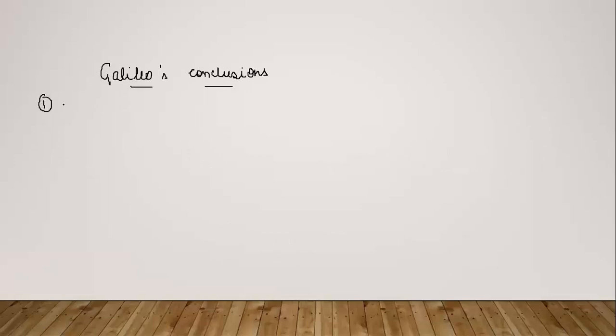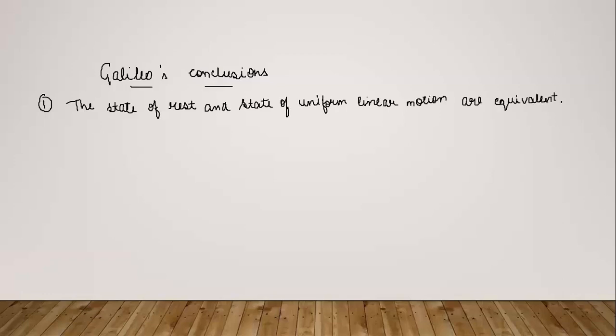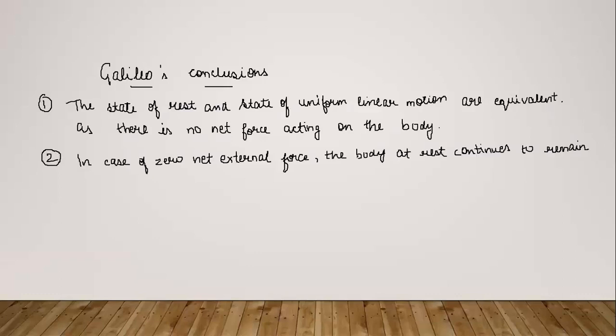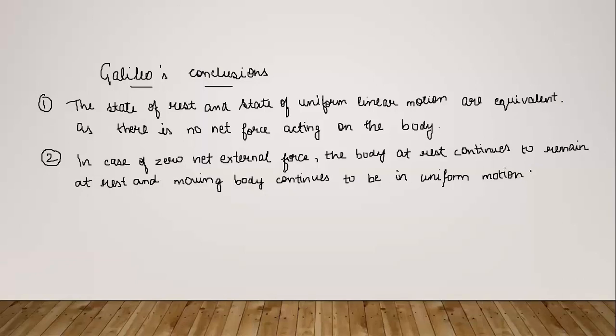So if we talk about the conclusions from Galileo's experiments, the first conclusion is that the state of rest and the state of uniform linear motion are equivalent. And the second conclusion given by Galileo is that a body at rest continues to be at rest, and a body in uniform motion continues to be in uniform motion. Let me first explain this in simple terms. The first statement says that the state of rest and the state of uniform linear motion are equivalent, as there is no net force acting on the body.